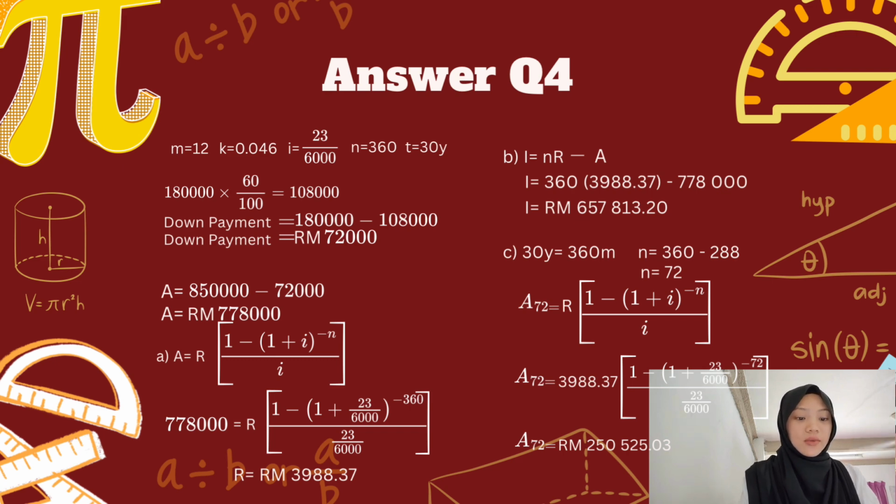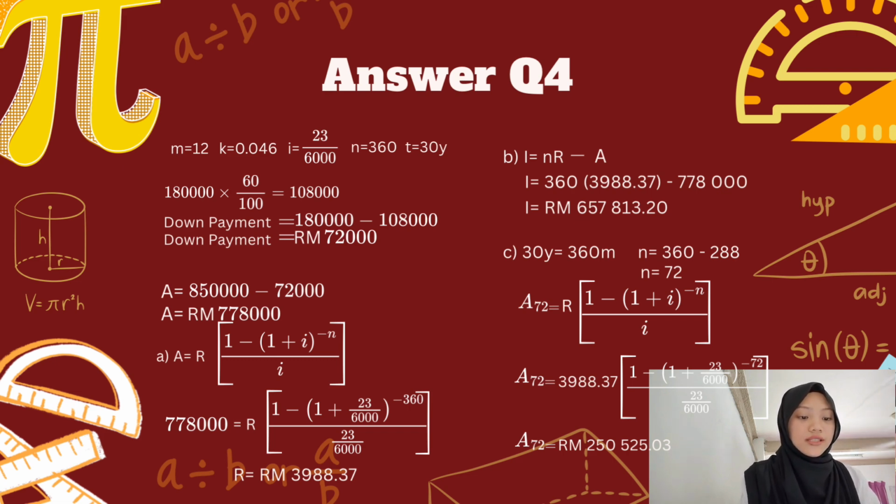Question C, immediately after paying the 288th payment, he decided to settle the balance of the loan. Find the balance. So in this question, Amir has already paid the whole 288 payments, and after that, he decided to settle all of the balance of the loan. So we need to find how much more he has to pay for the rest of the loan. How we calculate it is by using the present value. But first, we need to find the n value.